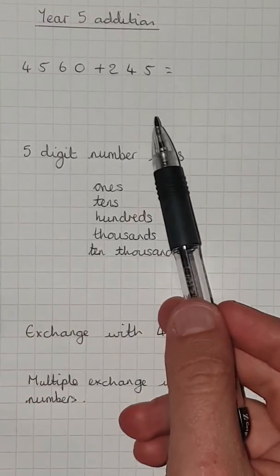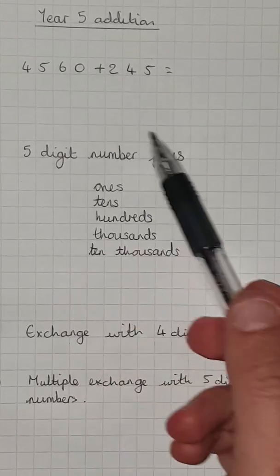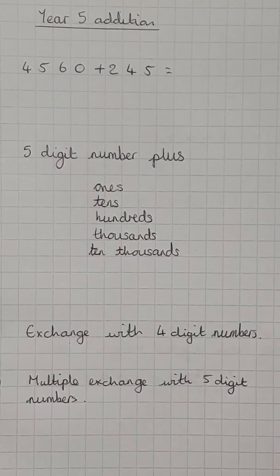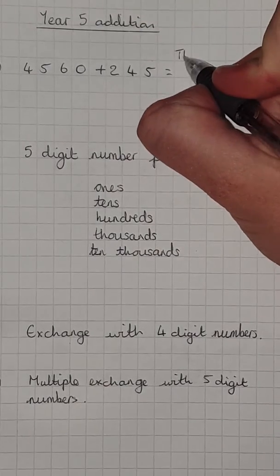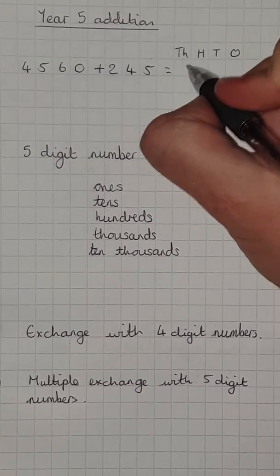Firstly, what I would do is follow on from the Year 4 objectives and just practice some 4-digit plus 3-digit addition. So don't forget your headings: thousands, hundreds, tens, ones.